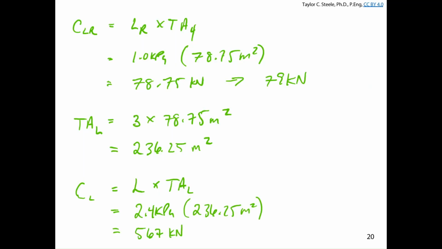We've got 3 floors, all of the same area. We're going to split this up in terms of tributary area of office space. This column is responsible for supporting 236.25 meters squared worth of office space. The corresponding design live load from that uniform load over that full tributary area is going to be 567 kilonewtons. Any questions about that? Are we done with that? Are we done with live loads? What should we be considering here?